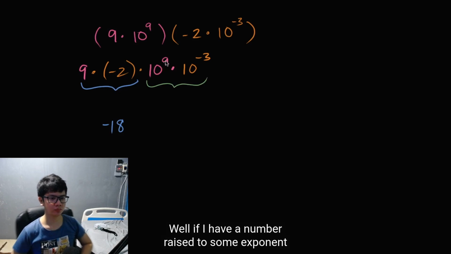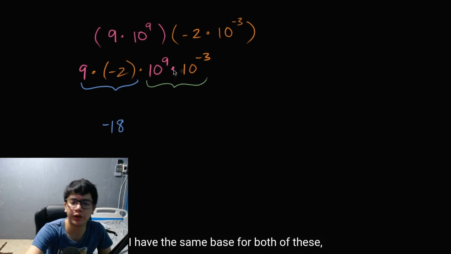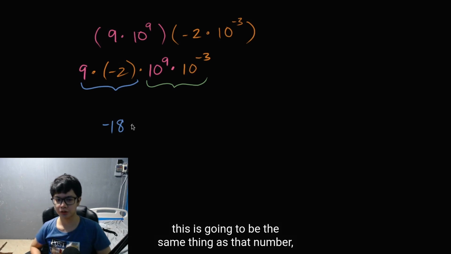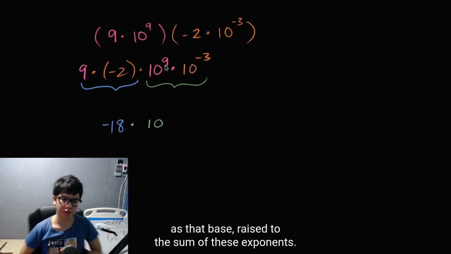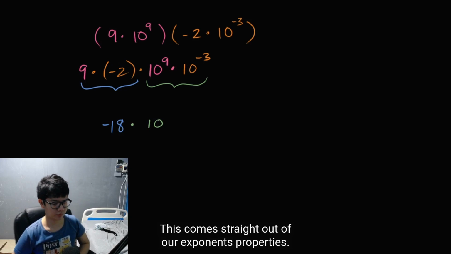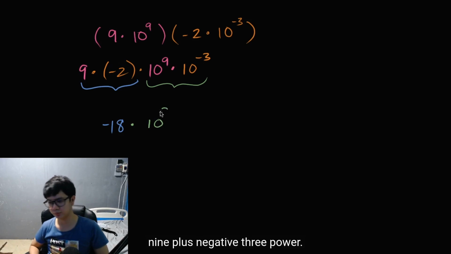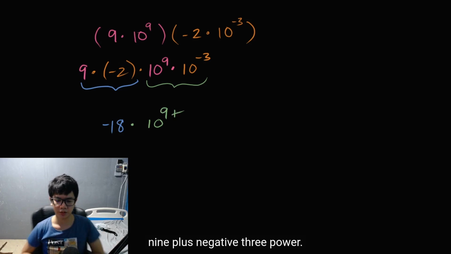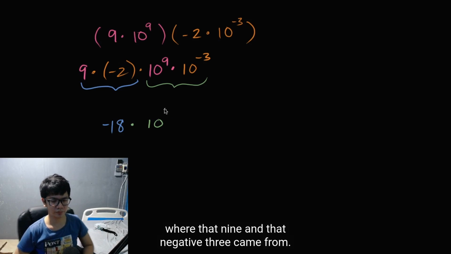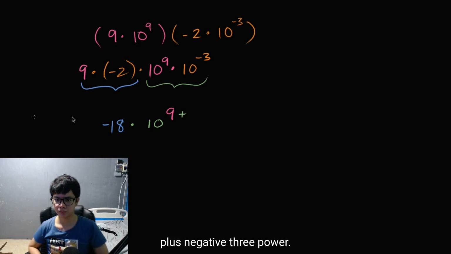Well, if I have a number raised to some exponent times that same number raised to another exponent, with the same base, 10, for both of these, this is going to be the same thing as that base raised to the sum of these exponents. This comes straight out of our exponent properties. So this is going to be 10 to the 9 plus negative 3 power.